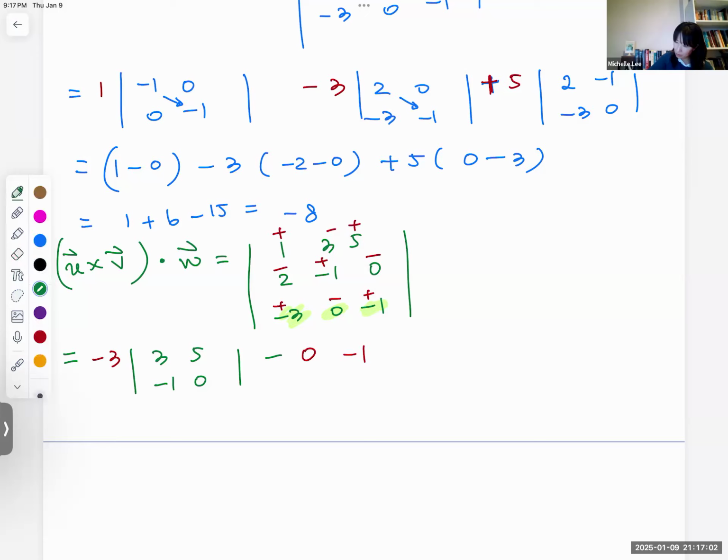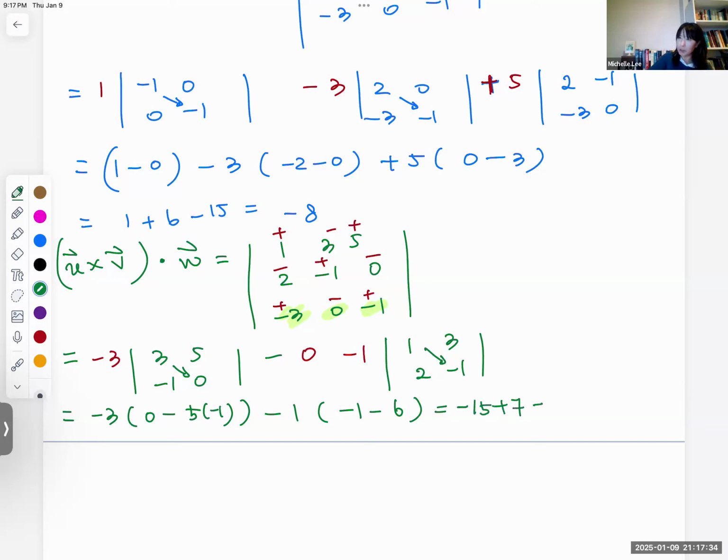Let me do 1, 3, 2, negative 1. So that will be negative 3, 0 minus 5 times negative 1. And minus 1, negative 1, minus 6. Okay, that will be negative 15 plus 7, which is negative 8.